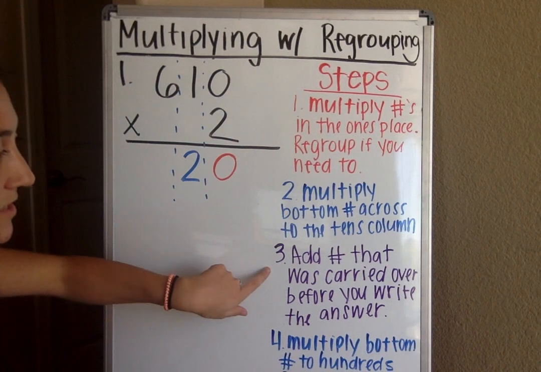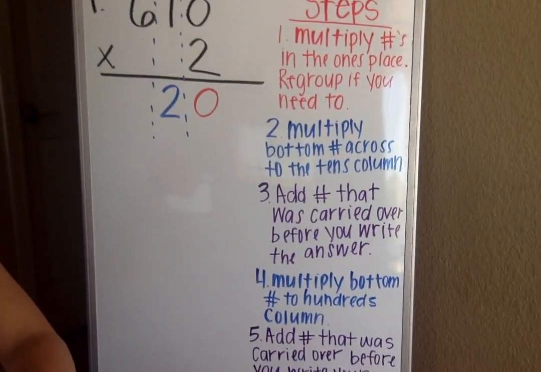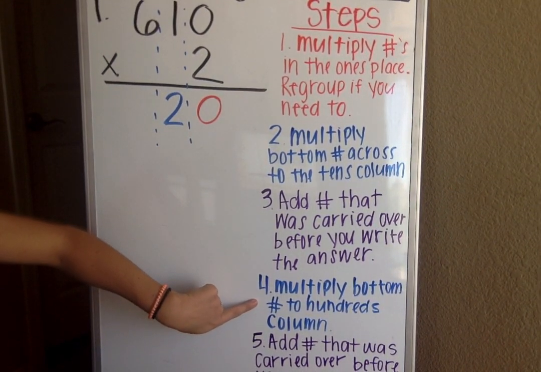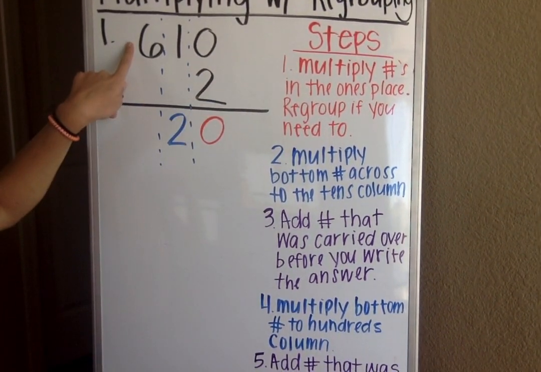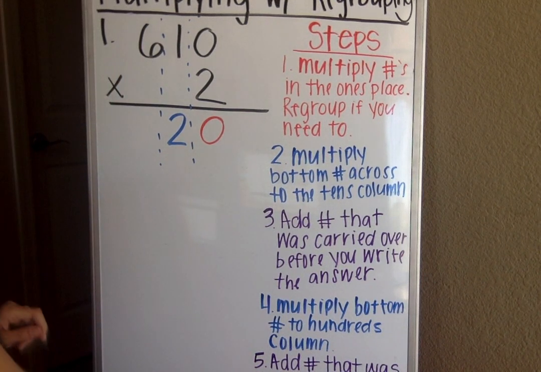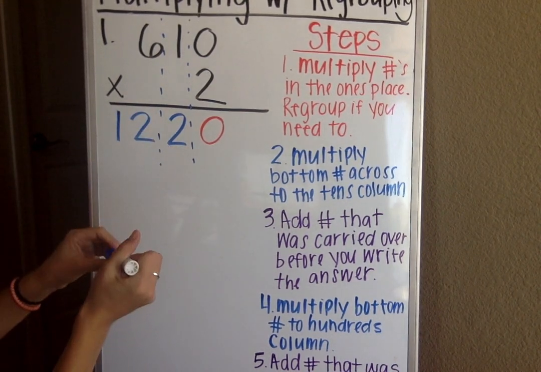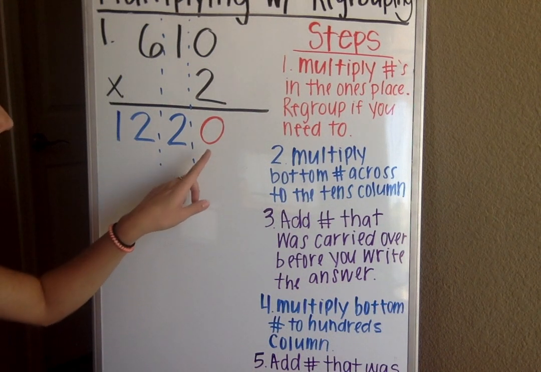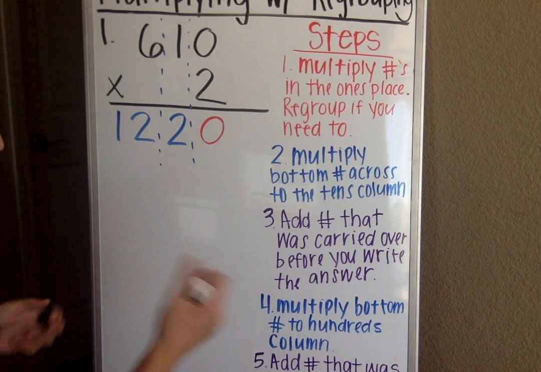And then, so we can skip step 3 because there's nothing to add. So then step 4 says to multiply the bottom number to the hundreds column. So that means taking the bottom number down here and multiplying it across to the hundreds. So 2 times 6 is 12. So what we do is we just write a 12 here because we are not multiplying by anything else. Now because this number has 1, 2, 3, 4 numbers here, we do need to remember to add our comma.